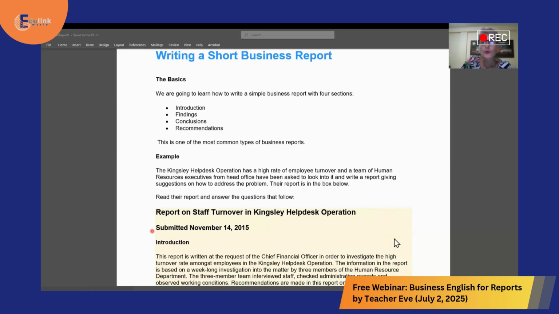And the actual report, the text of the report, is in the yellow box. Okay, so have a look at the way that's written, the style that they use, the different sections: introduction, findings, conclusions, recommendations. Okay.